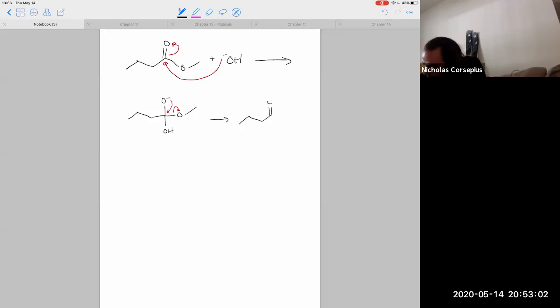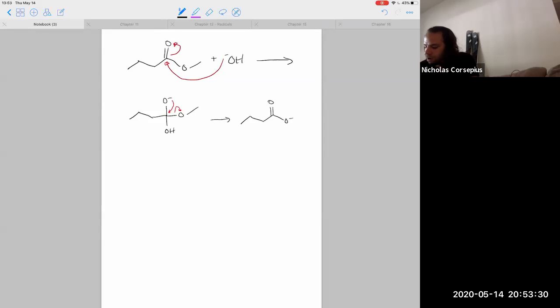And that's how we get our carboxylic acid, which, because we're in basic conditions, will quickly get deprotonated and form your carboxylate. That's what makes these reactions irreversible in basic conditions. But nonetheless, hopefully you got that tetrahedral intermediate and then had that leaving group get kicked off. That's the important part of these reaction mechanisms.